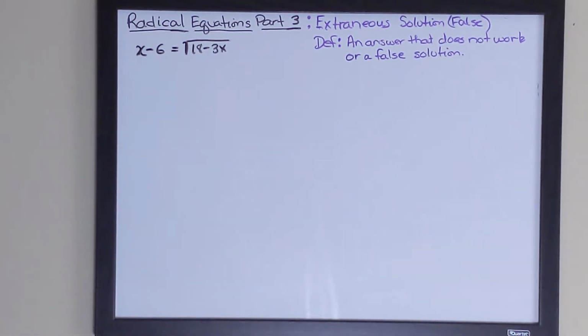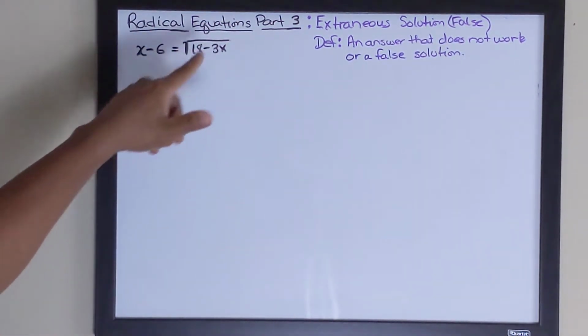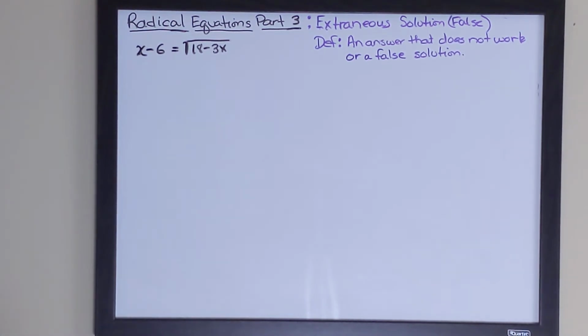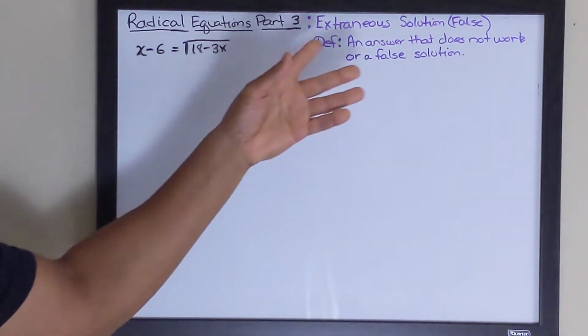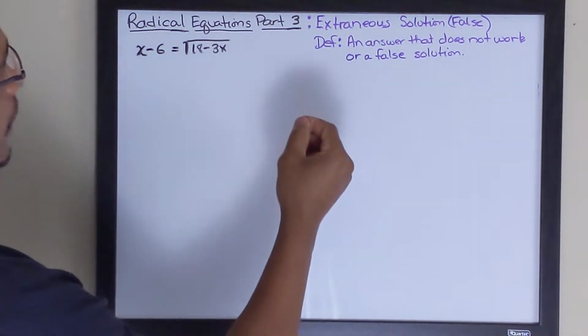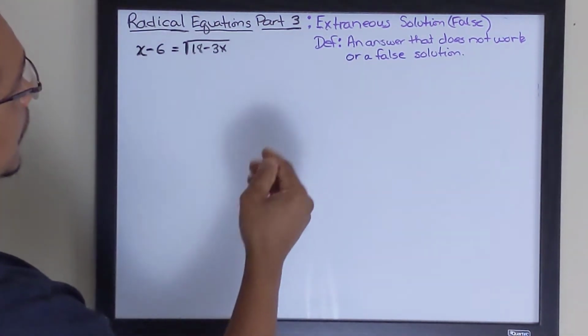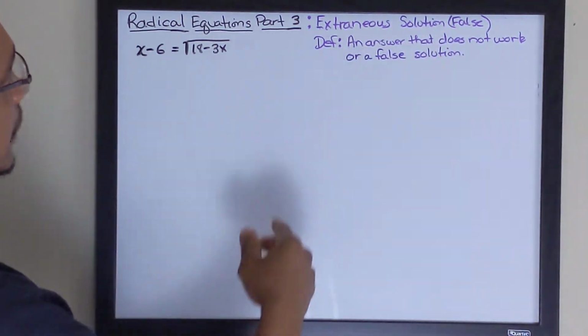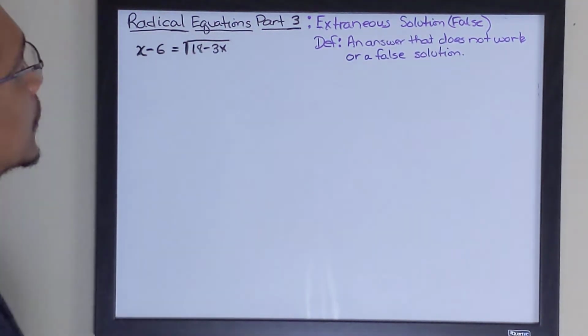Hello class. In this video we're going to do another example of radical equations looking for extraneous solutions. We're going to look at this problem right here, which is x minus 6 equals the square root of 18 minus 3x. Once again, an extraneous solution, if you don't know, from our previous video, is an answer that does not work when you plug it back into the original equation.